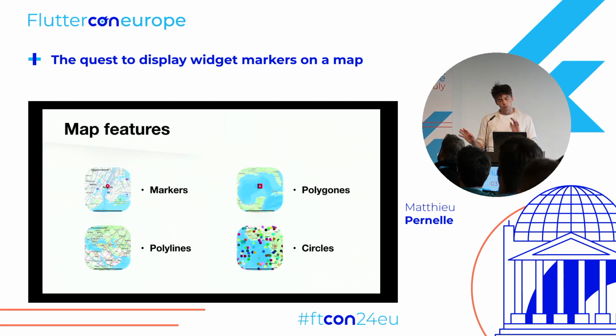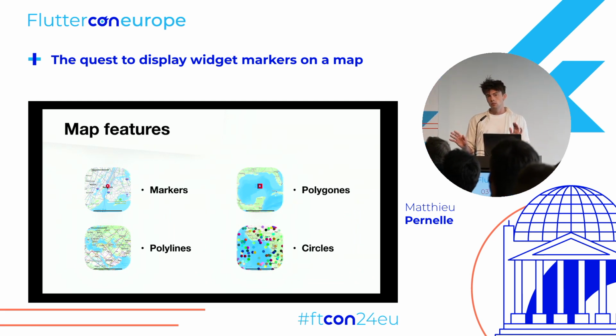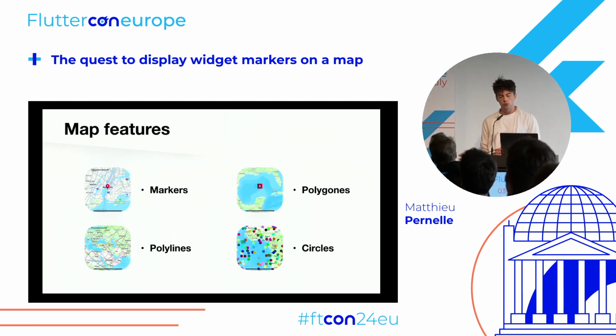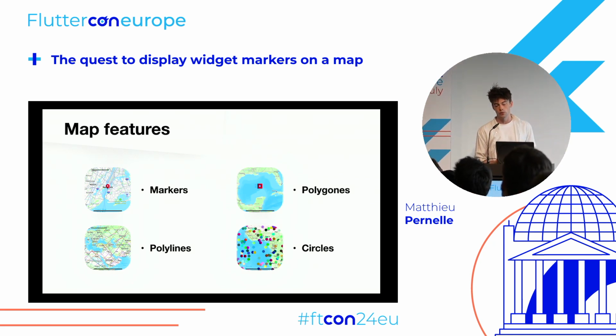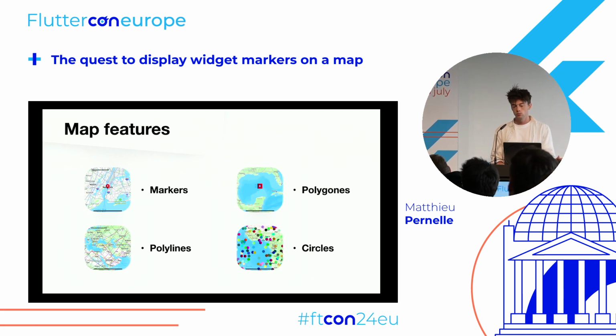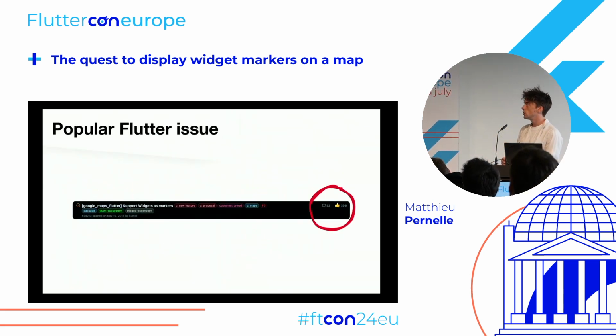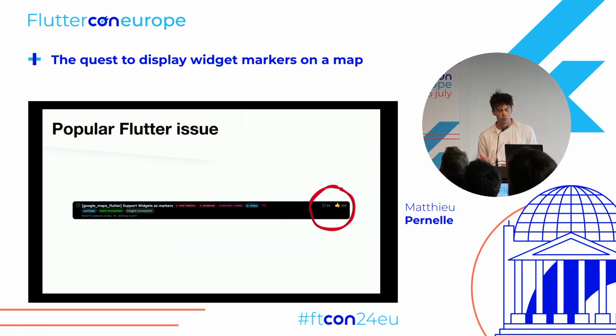But all the map SDKs share the same features: markers, polylines, polygons, and circles, so we'll have to work with that. And just so you know, this is a very known issue. I think it's like the 10 most liked issue of all time on the Flutter repo, the fact that we can't use a widget as a marker.